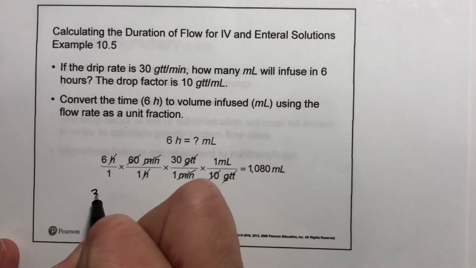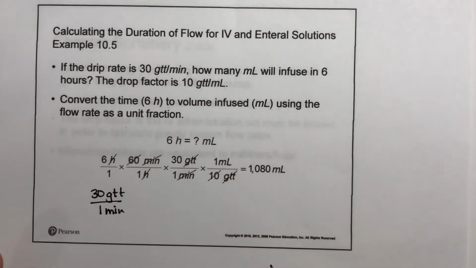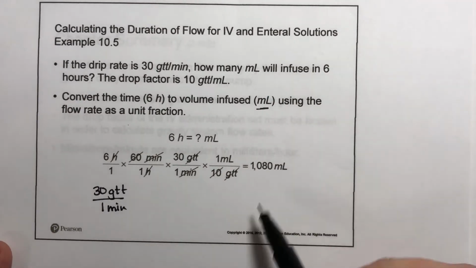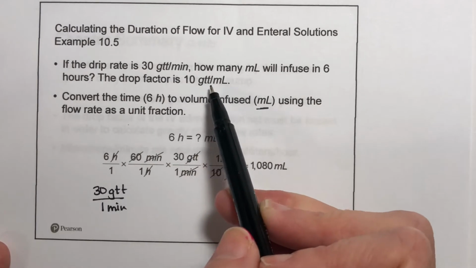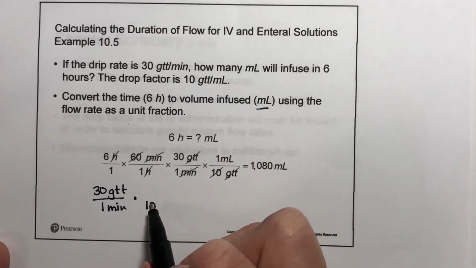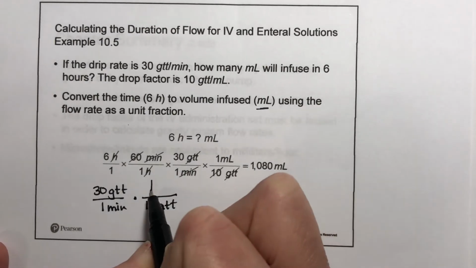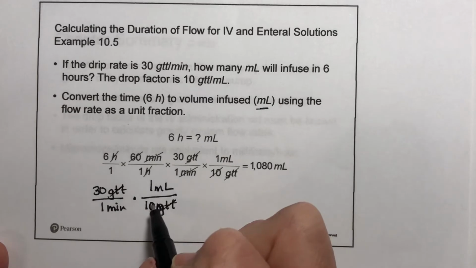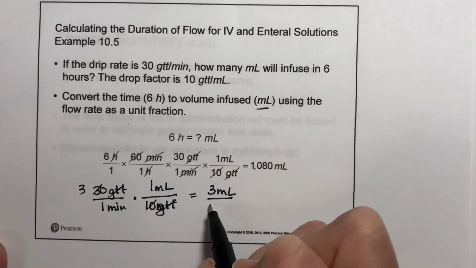We have 30 drops per minute. We want to end up with milliliters in the very end, just that. So look at this. Okay, so this is what we want. There's 10 drops per milliliter. So if I want to cancel out drops, I could put 10 drops, GTT, to 1 milliliter. Okay, multiply across, the drops cancel out. That gives me 3. So what I have is 3 milliliters for 1 minute.